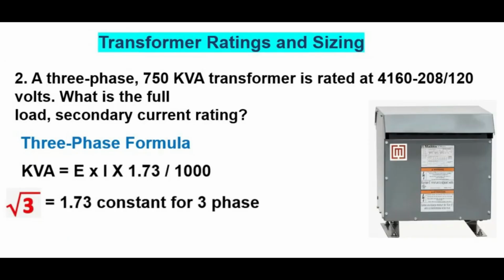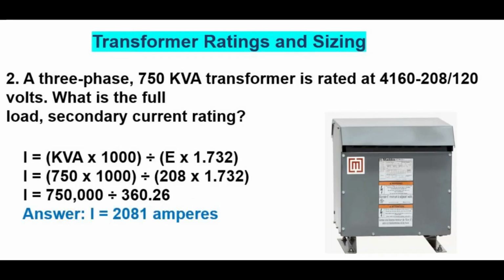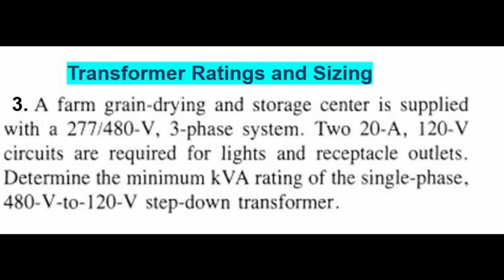Example number 2. A three-phase, 750 kVA transformer is rated at 4160 volts primary and 208/120 volts secondary. What is the full load secondary current rating? I equals 750 times 1000, divided by 208 volts times 1.732. I equals 750,000 divided by 360. Answer: I equals 2081 amperes. Example number 3.